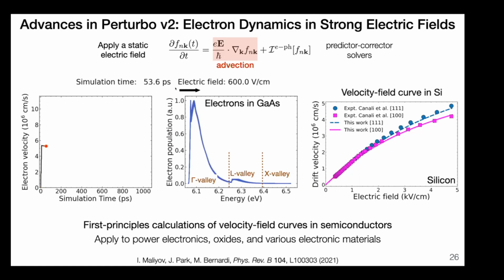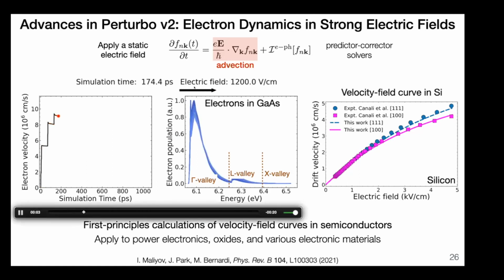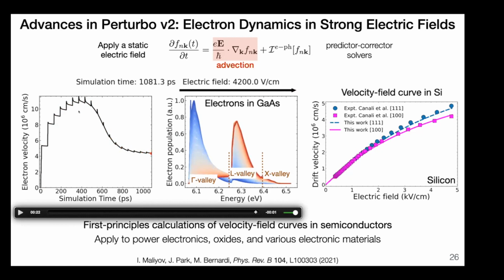But what you can do in these simulations is progressively increase the electric field. Each time you reach a new steady state where the electrons are kicked up in energy, they basically populate higher valleys in gallium arsenide. And each time one reaches a new steady state where the electron velocity increases. And so in one shot, you can basically track the entire velocity field curve, which is kind of a holy grail in the old Monte Carlo simulations.